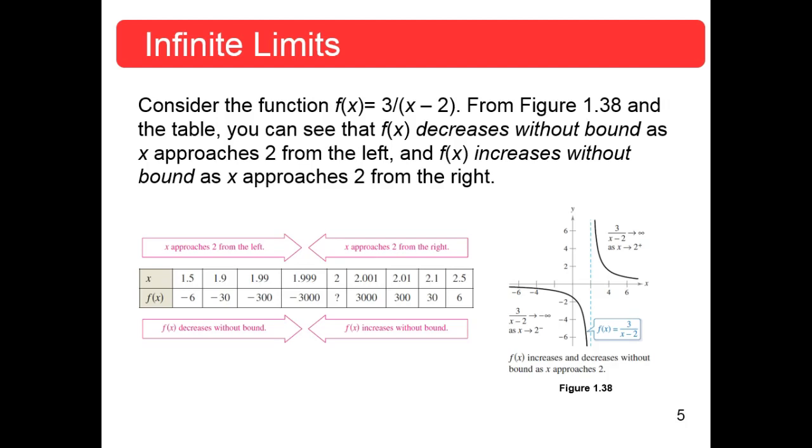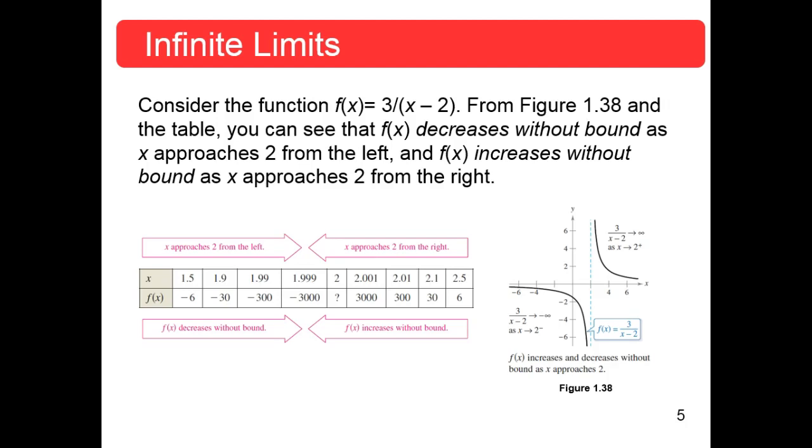It decreases without bound as x approaches 2 from the left, increases without bound as x approaches 2 from the right, because that's a discontinuity. You cannot have 3 over 0. You cannot plug in a 2 there. So you see this is going negative 30 here, negative 300 there, negative 3,000 there, 30 here, 300 there, 3,000 there. Going up very, very quickly. No limit as x approaches 2.